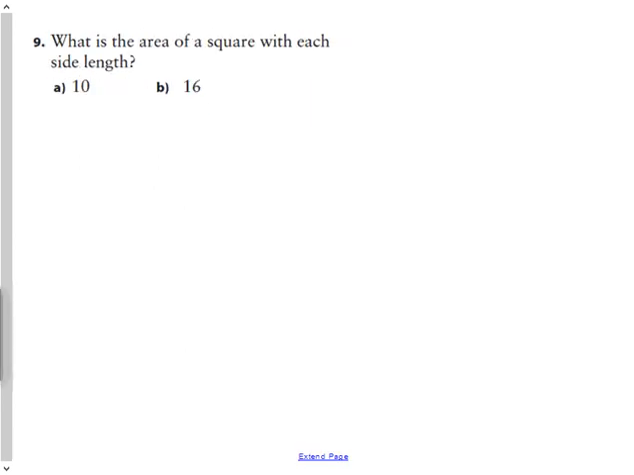Question 9. This is what is the area of a square with each side length? So it gives you the side length. I'm going to draw a square. I'm going to put those little lines on to say that every side is equal. And I'm going to put a 10.